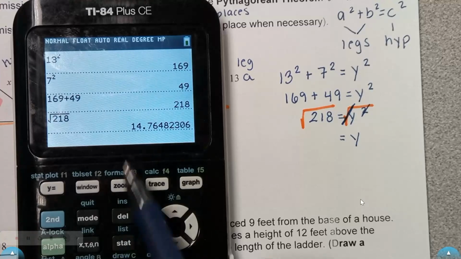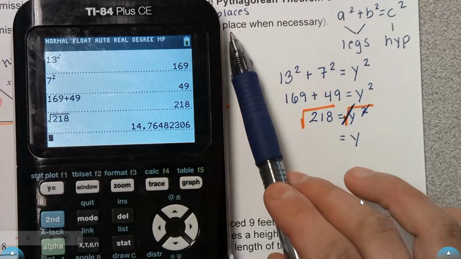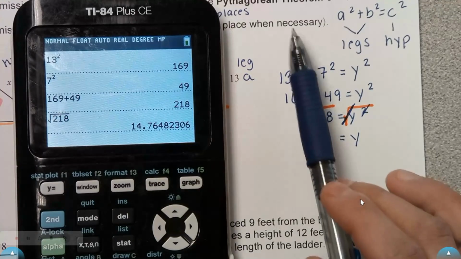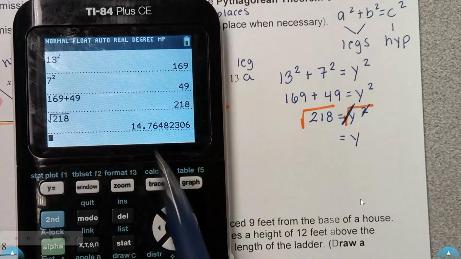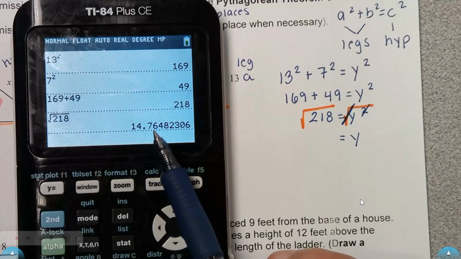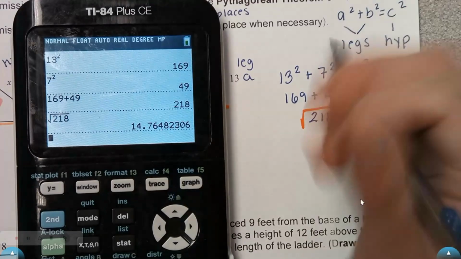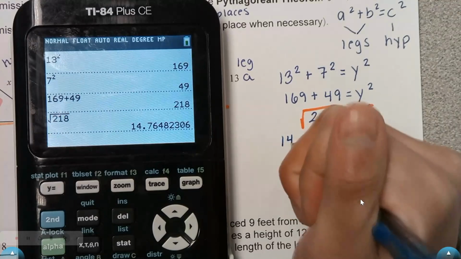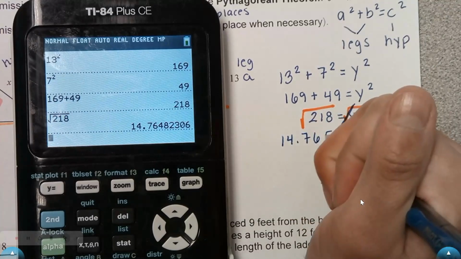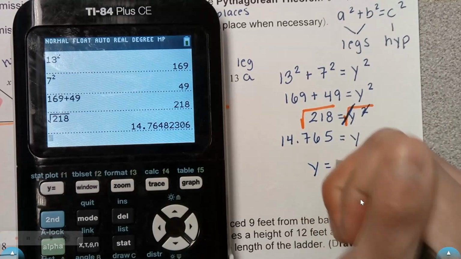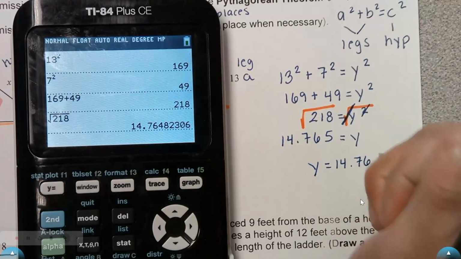I get a decimal. Remember at the beginning it said round to the thousandths place if necessary. That's 3 decimal places. So I'm going to look at my decimal and count 1, 2, 3. I'm looking at the 4. The 4 is going to change if the next number is 5 or higher. If not, it'll stay the same. Because this is an 8, that 4 will become a 5. So my answer is going to be 14.765. So y equals 14.765.